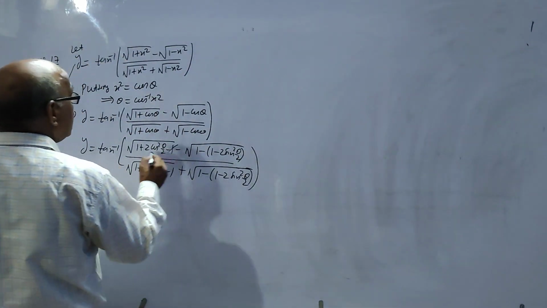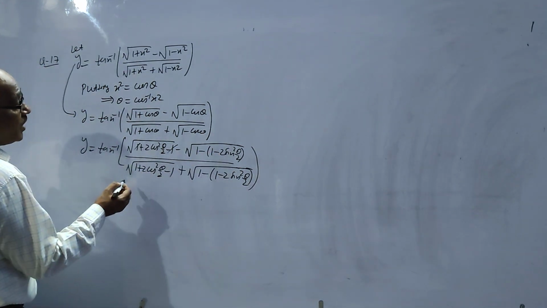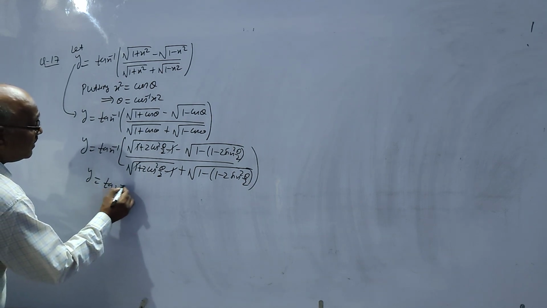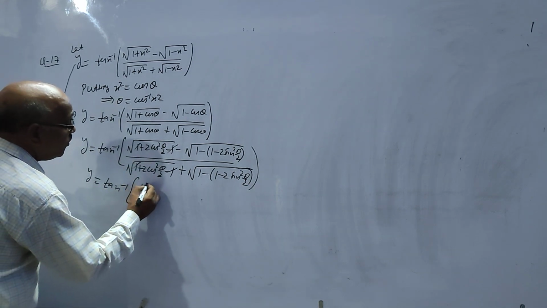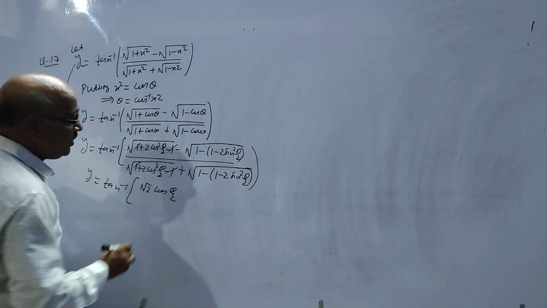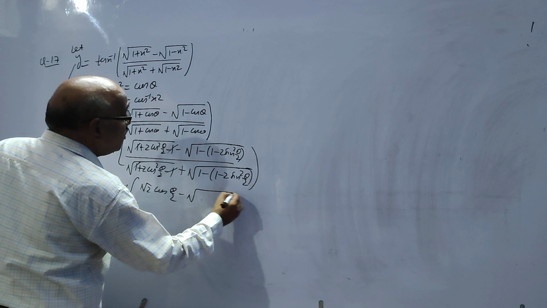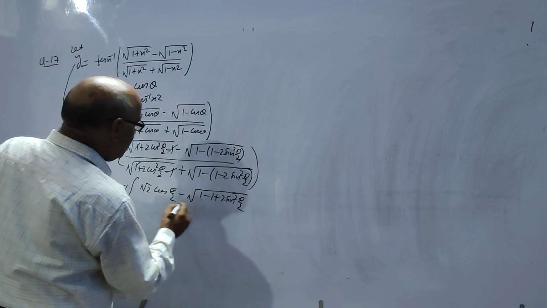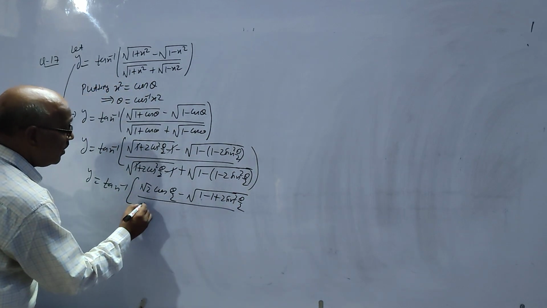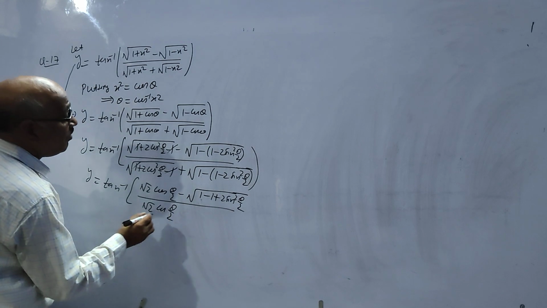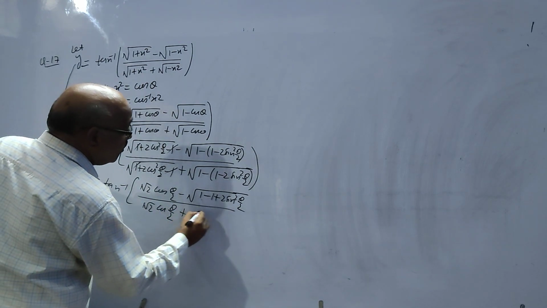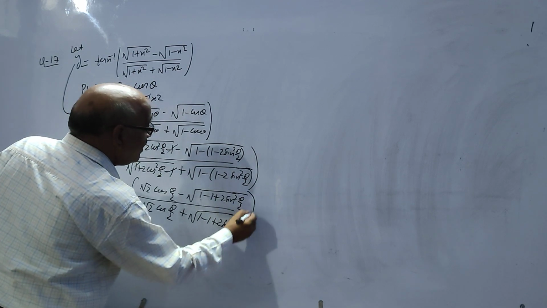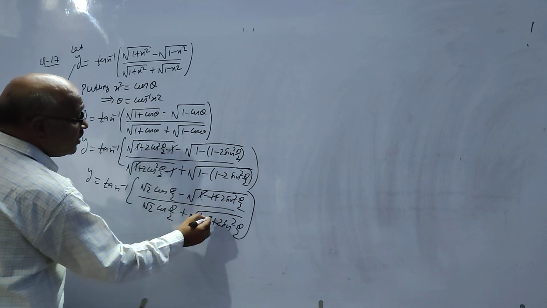Now minus 1 cancels out with plus 1. Here when we open the bracket, that will also cancel 1, and here this cancels with this 1. So y is equal to tan inverse of under root 2 times cos theta by 2, minus under root of 1 minus 1 plus 2 times sin square theta by 2, upon under root 2 times cos theta by 2 plus under root of 1 minus 1 plus 2 times sin square theta by 2. Now this minus 1 is cancelled out by plus 1.